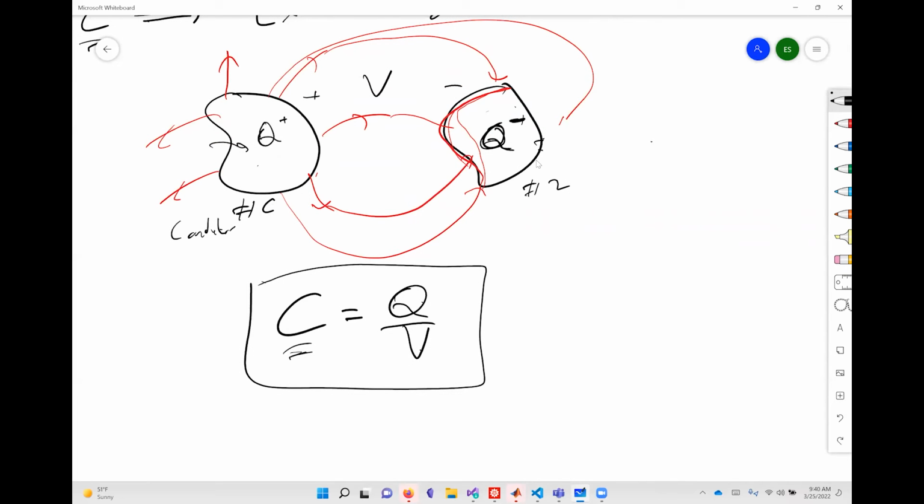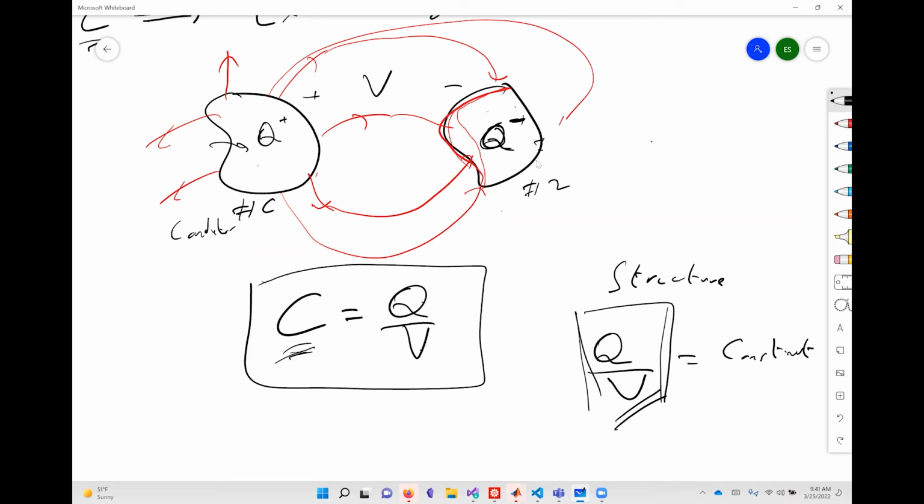It makes sense to define capacitance this way because it turns out for the structure, it doesn't matter what Q is and what V is. Whatever Q you have here, V will change such that Q over V is always constant. You inject 5 coulombs or you inject 10 coulombs, Q over V in the structure is always going to be constant. That's why it's useful to define this ratio as a lumped parameter. It tells you something about the structure.